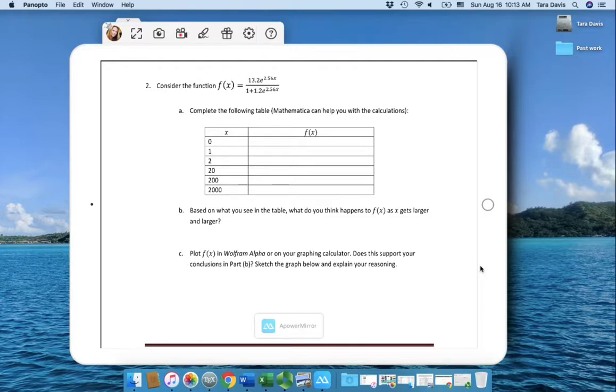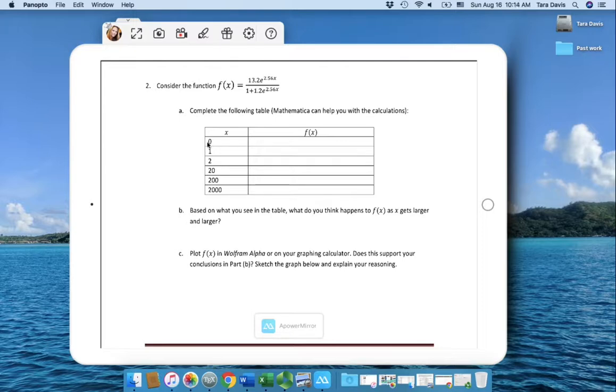We're going to plug in x equals 0, 1, 2, 20, 200, and 2,000. And based on what we see in the table, we're going to answer what we think happens to f of x as x gets larger and larger. So what this question will essentially be asking us is to numerically determine the limit as x approaches infinity of f of x, because we're told x gets larger and larger. It's not approaching a specific number, it's just getting bigger and bigger and bigger.